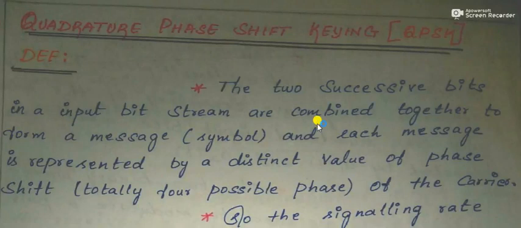Hello students, now we are going to see about quadrature phase shift keying, and it is also one of the digital modulation schemes. Definition: the two successive bits in an input bit stream are combined together to form a symbol, and each message is represented by a distinct value of phase shift of the carrier.